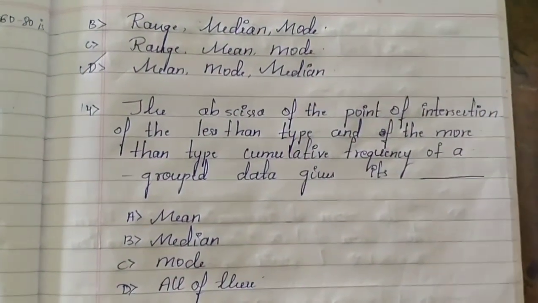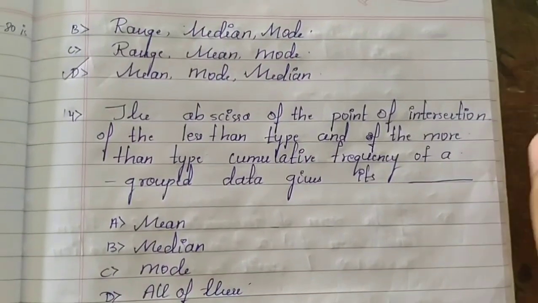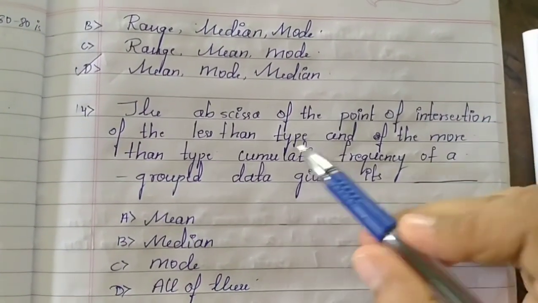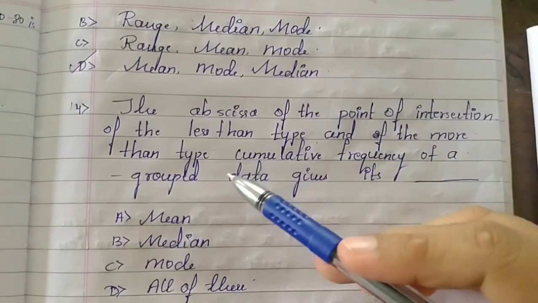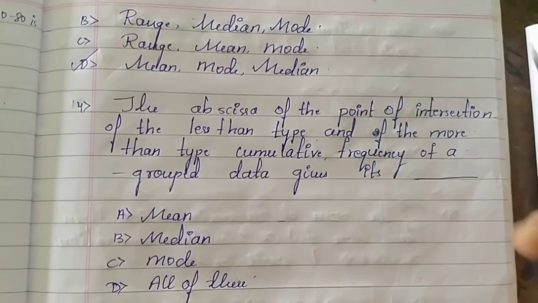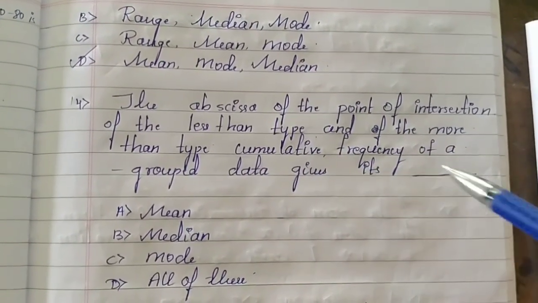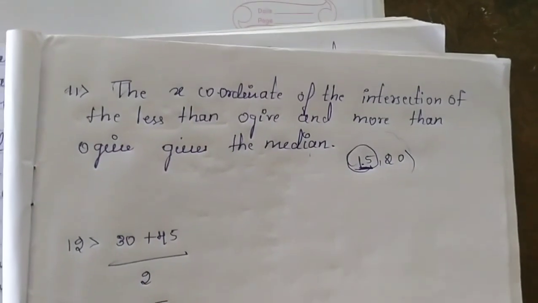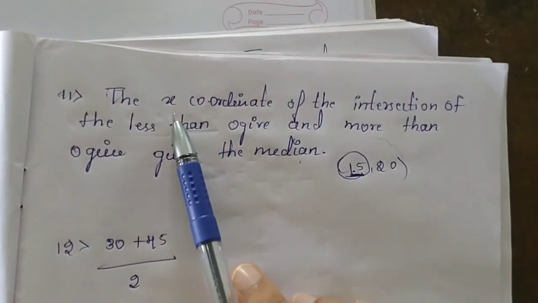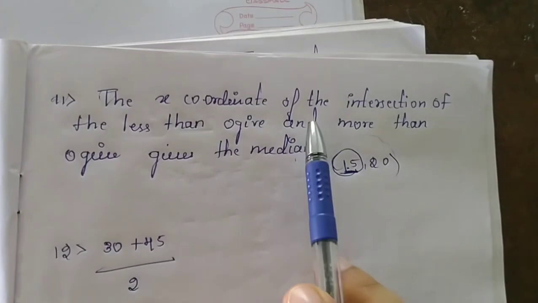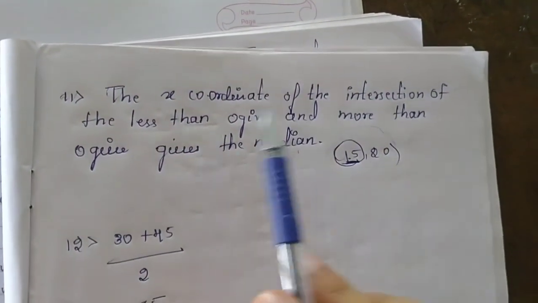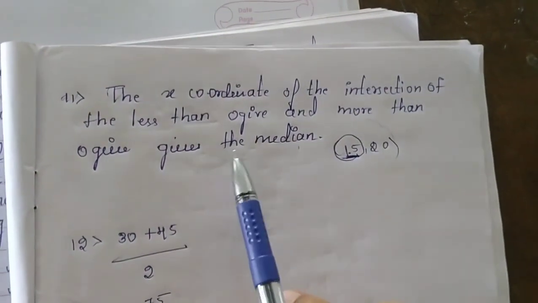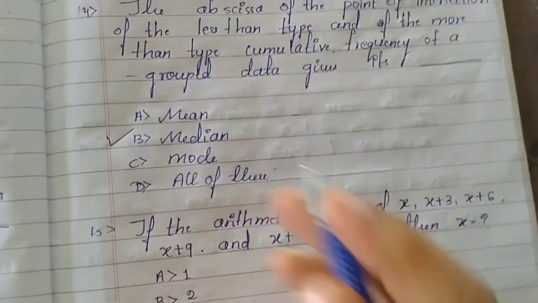Now the next one, the abscissa of the point of intersection of the less than type and of the more than type cumulative frequency of a grouped data gives its dash. As we have studied in the previous problem, the 11th problem, the x coordinate is also called abscissa. So the x coordinate of the intersection of the less than type and more than type curve gives the median. Therefore the correct option is option B.